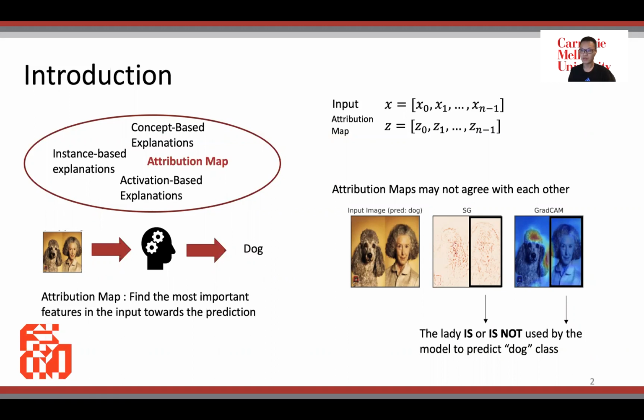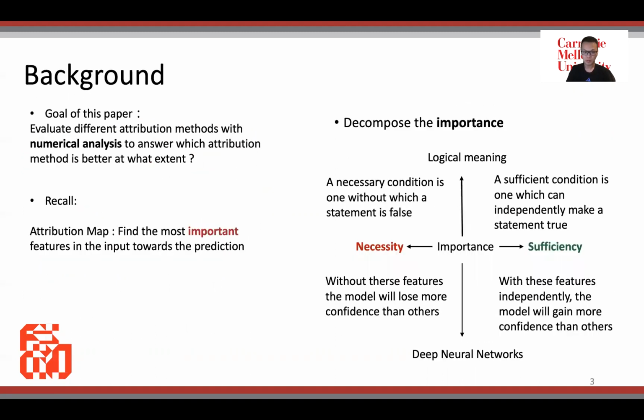However, we observe that different attribution maps can produce disparity, which may cause confusion or even conflicting interpretations for human users. For example, attribution maps disagree on whether the lady is relevant for the model to predict dog in the example we show. Therefore, the goal of this paper is to evaluate different attribution methods with numerical analysis to answer which attribution method is better, and to what extent.